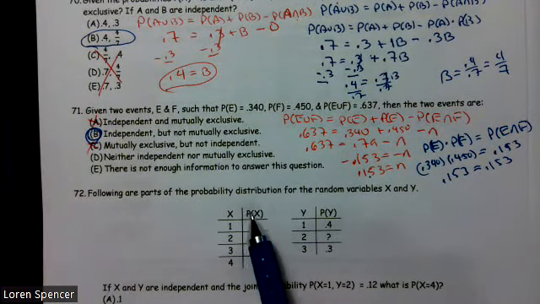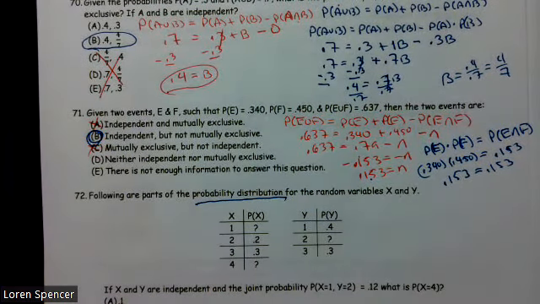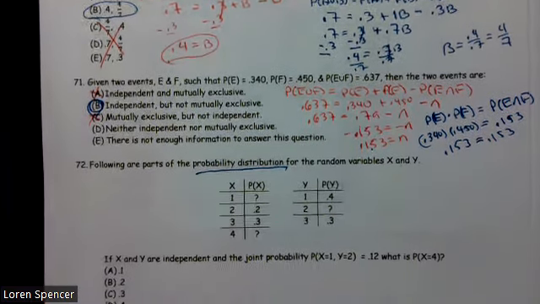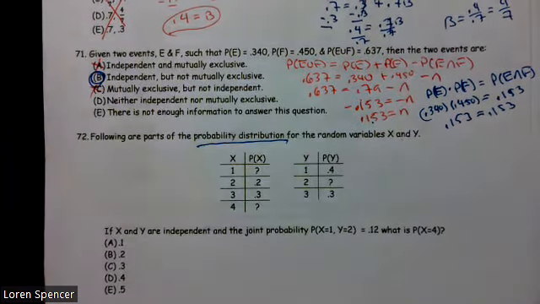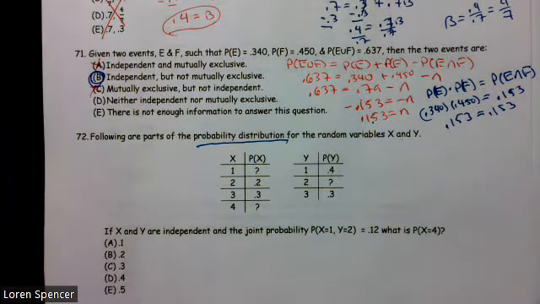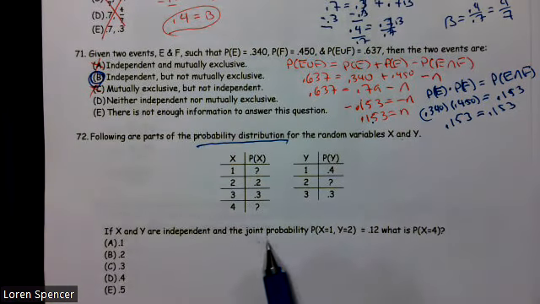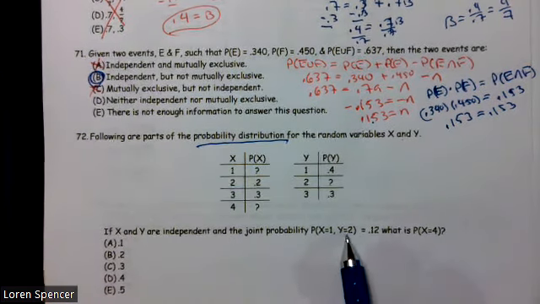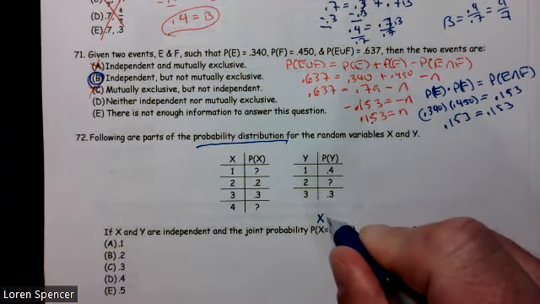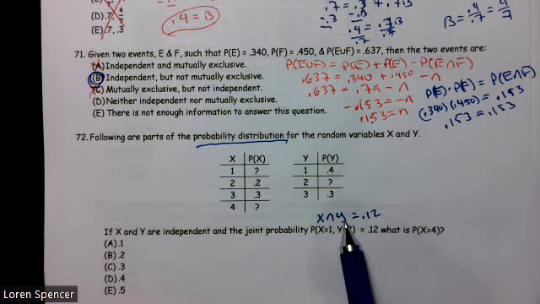Following are the parts of a probability distribution for the random variables X and Y. Interesting things about probability distributions: all the probabilities have to be between 0 and 1, and they have to sum up to a total of 1. We're going to need that information. It says X and Y are independent, which means I can multiply them if that comes up. The joint probability of X comma Y, another way of saying X and Y, equals 0.12. So when X is 1 and Y is 2, it is 0.12.